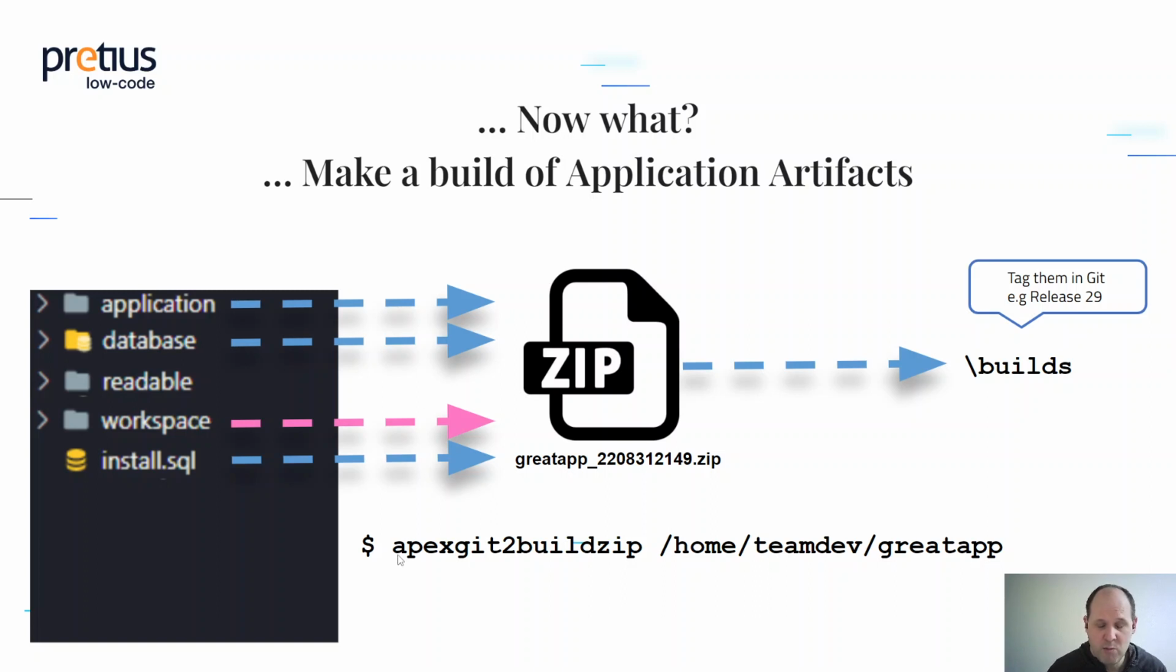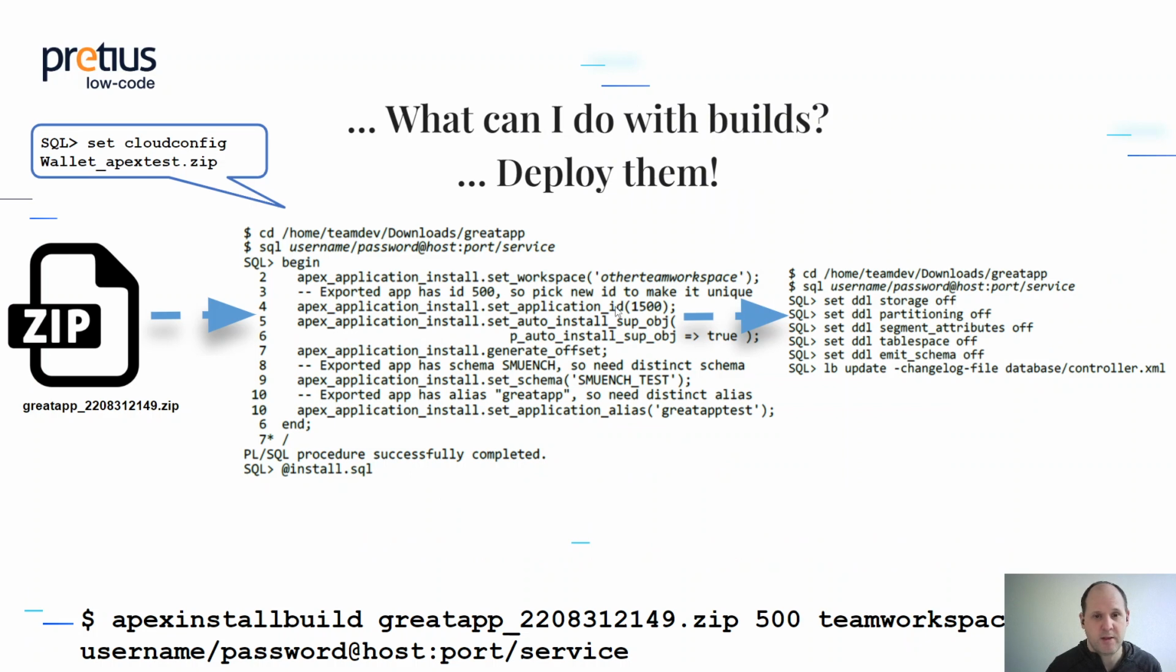We're going to run one of the files called git to build, and we get a zip file, and it puts the date on it. Then I'm going to move that to the builds folder, and in Git, you can tag them, saying this specifically is release 29. What can you do with builds? Well, I've got the zip, and I can deploy it.